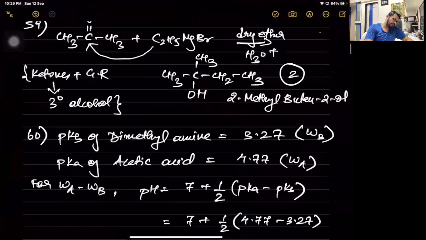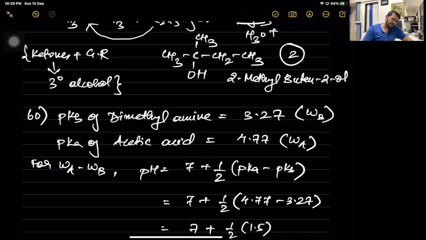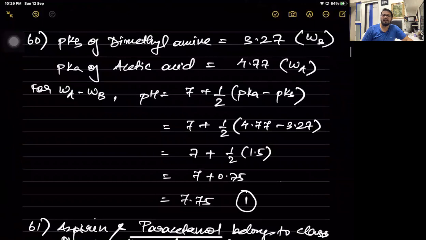Look at that. For a weak acid and weak base salt, pH is equal to 7 plus half (pKa minus pKb). So when you calculate the 60th, the answer comes as 7.75. So that's option A for the 60th.